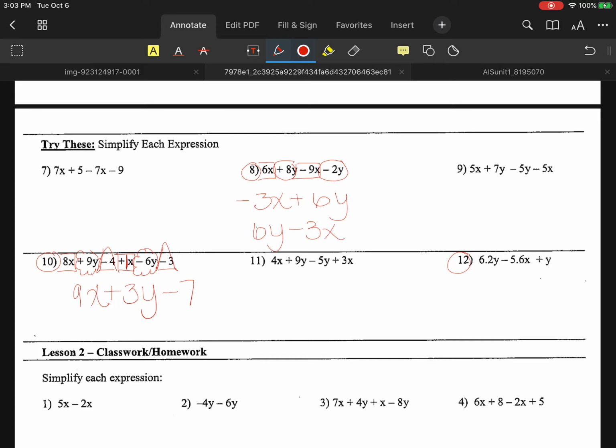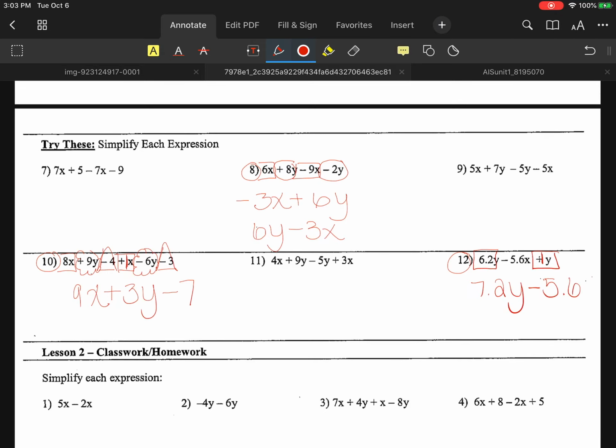And then number 12, we actually have decimals here, which we did use a calculator for. So if you need to, you can use your calculator to help you add and subtract when necessary. So I have 6.2y and a plus y, which again has that invisible coefficient of 1. So if you need to, you can do 6.2 plus 1 in the calculator. 6.2 plus 1 gives you 7.2. Don't forget the y. Okay, so you could do the math with the coefficients in the calculator, but you have to remember to put the letter or variable that is attached to those coefficients.